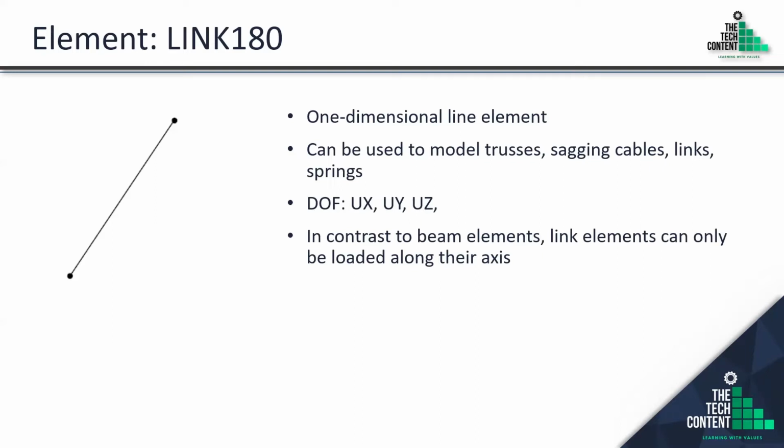A beam has a total of 6 degrees of freedom. It also has rotational degrees of freedom. And also, in contrast to beam elements, link elements can only be loaded along their axis.